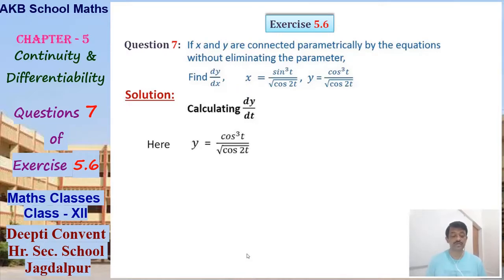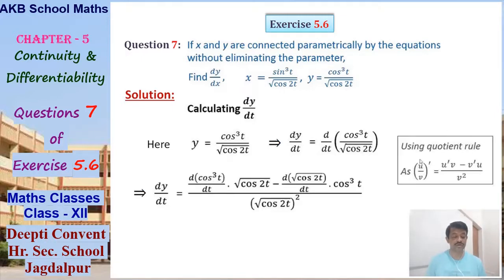Here y equals cos³t upon root of cos 2t. So differentiate with respect to t: dy/dt equals d/dt of this rational function. The division formula will apply here. So u is cos³t and v is root cos 2t. Now (u/v)' is our formula: (u'v minus v'u) upon v squared. Here u is cos³t.